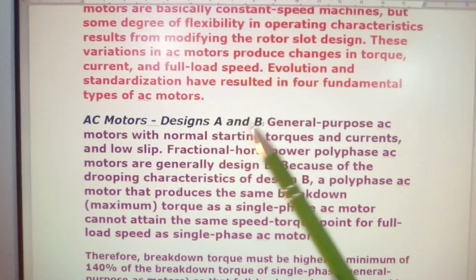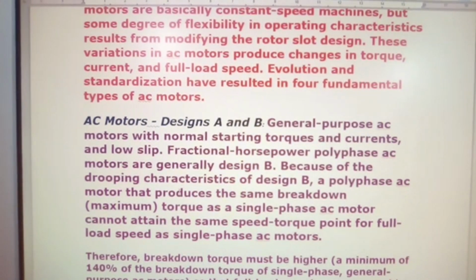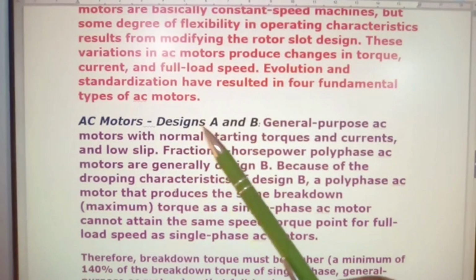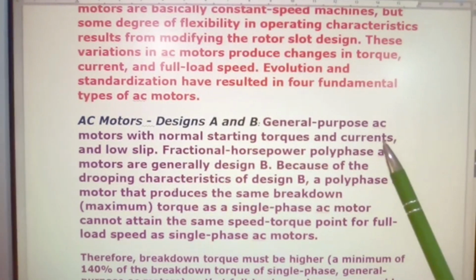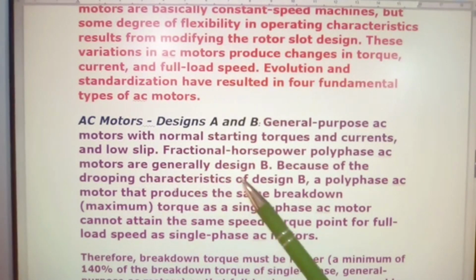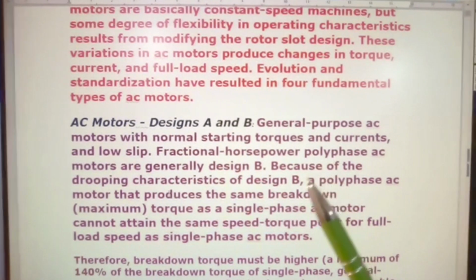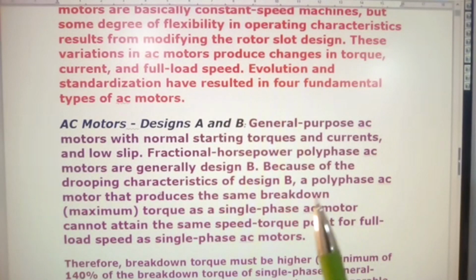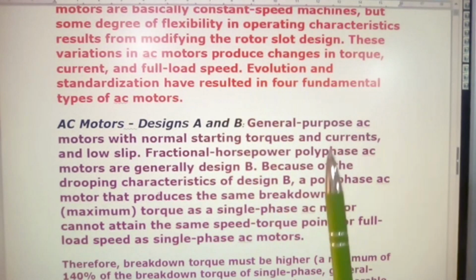AC motor designs A and B. Now, when you say designs A and B, it's simply the status when you're designing the motor. It could be a class A, class B, class C, class D, etc. What we're looking at here at the moment is A and B: general purpose AC motors with normal starting torques and currents and low slip. Fractional horsepower polyphase AC motors are generally design B because of the drooping characteristics of design B. When it says drooping characteristics, you'll see a bit later on the characteristics of a design B, how it has a droop in it, basically.